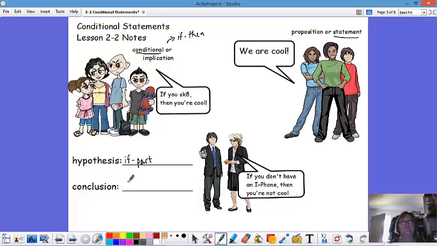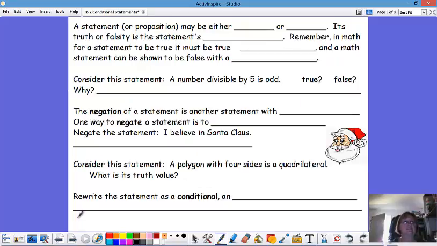The conclusion is what follows if the if is true, or it's the then part. And for them, the conclusion to their statement, if you don't have an iPhone, then you're not cool. Kind of weird in the double negative there. You're not cool if you don't have an iPhone. Hypothesis is the if part. Conclusion is the then part. Conditional just means it's an if-then statement, and a statement is just a statement of fact. All right, there's a little vocab to get us started, and let's see what's coming up next.